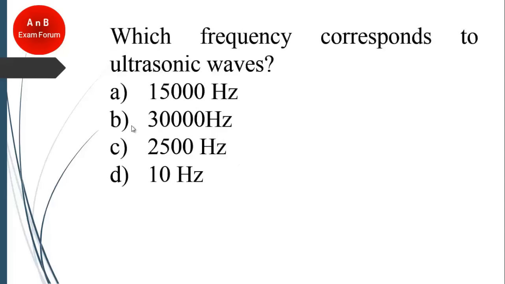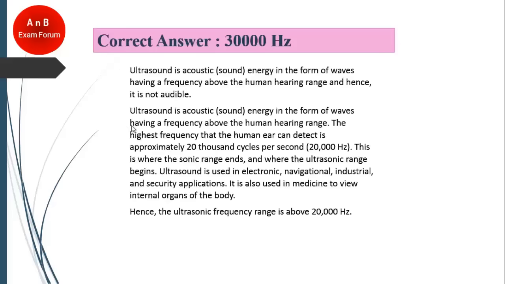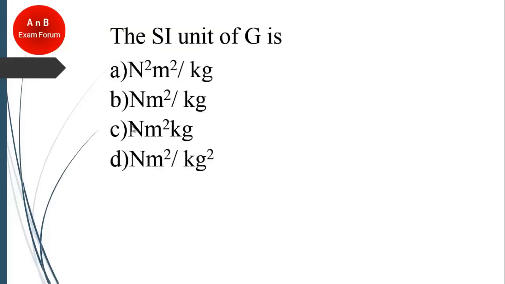Which frequency corresponds to ultrasonic waves? Ultrasonic waves are the waves with frequency greater than 20,000 hertz. So the correct option is option B, 30,000 hertz. Ultrasonic is above the human hearing range and thus it is not audible to humans. The human ear can detect up to a maximum of 20,000 hertz, so above that range is called the ultrasonic frequency range. Here the correct option is 30,000 hertz.